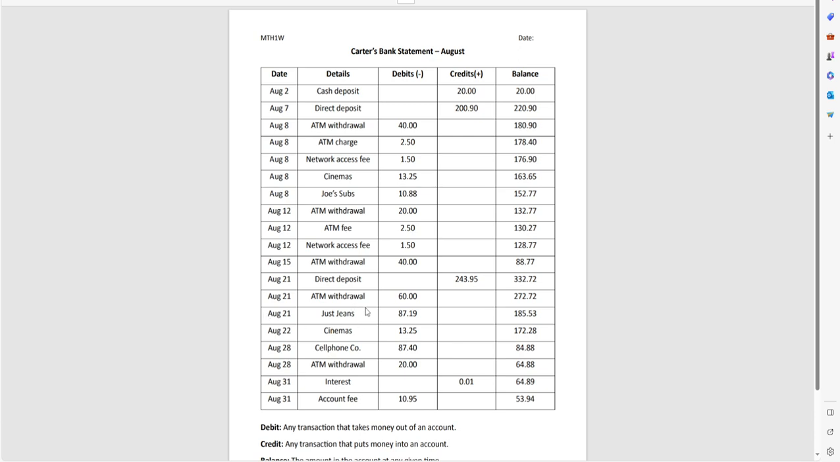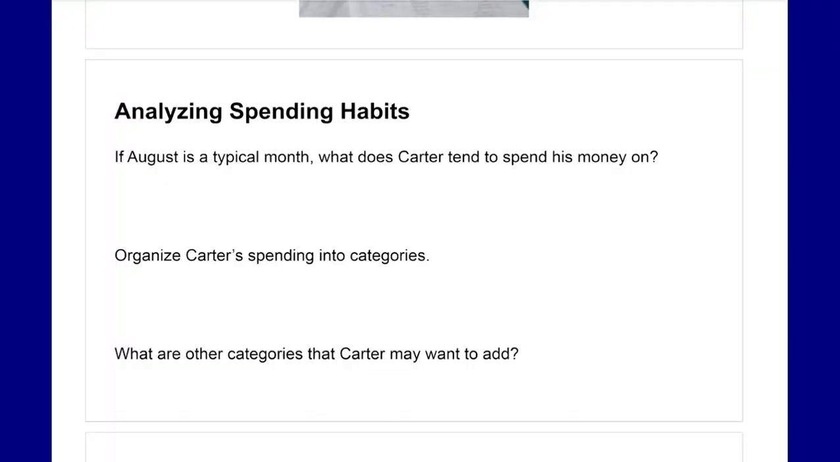So let's go back to our note. In a typical month, what does he spend his money on? He spends his money on a lot of maybe entertainment, clothes, cell phone, and we don't know what he's doing with the money that he draws. But he is spending his money mostly on entertainment, clothes, and cell phones.